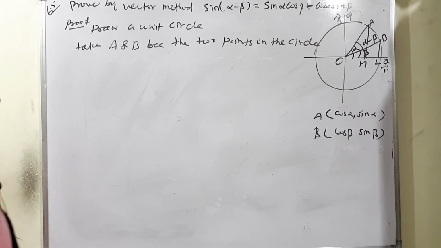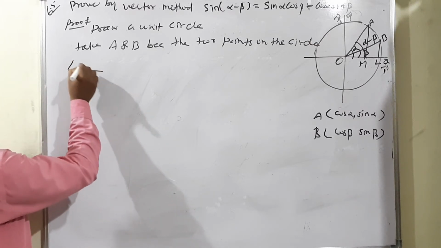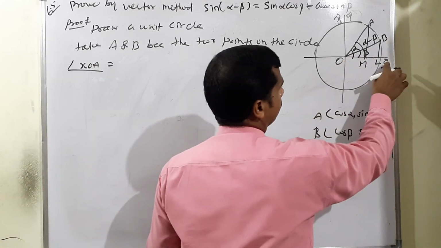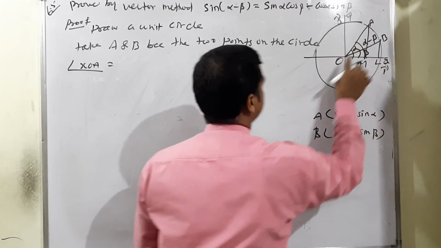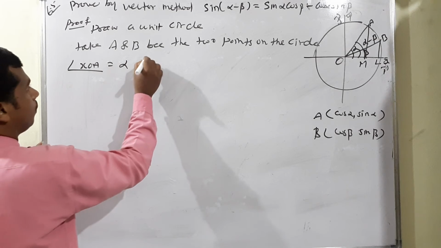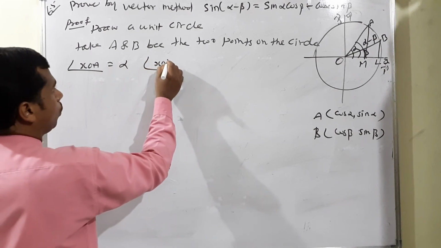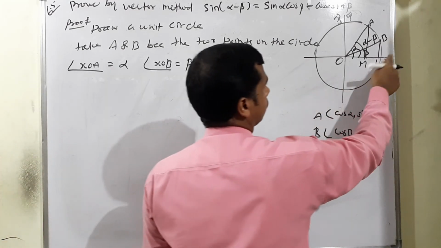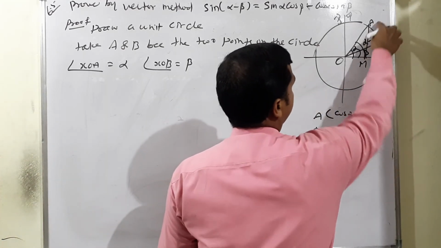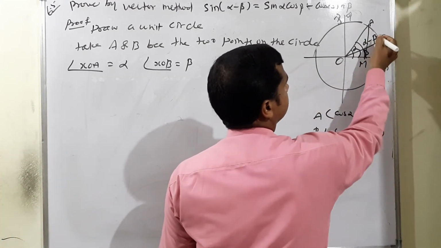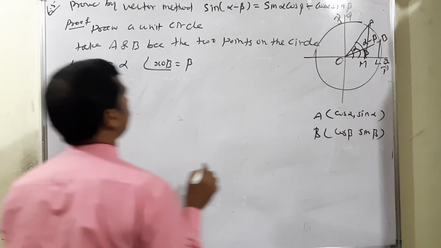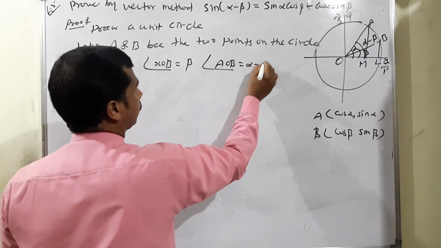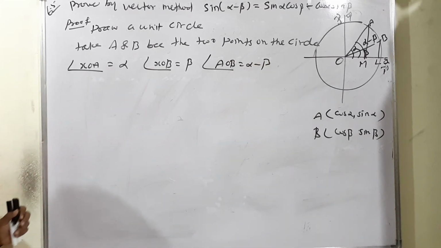Now angle XOA, what is the meaning? Consider it as alpha. Then angle XOB is equal to beta. Then angle AOB, what is the meaning? Angle AOB means alpha minus beta. Angle AOB is equal to alpha minus beta.